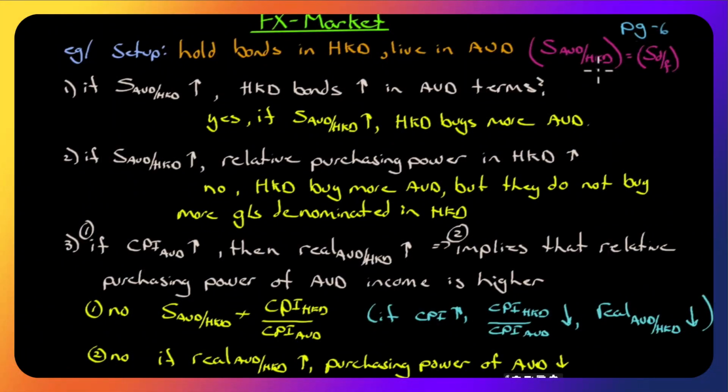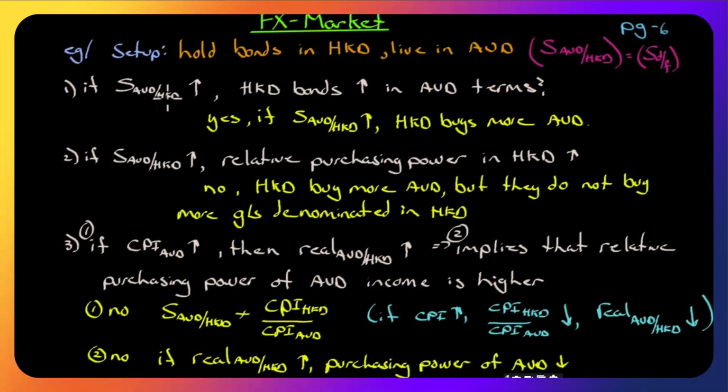And we're going to go through a number of scenarios and find out whether or not these things are true or not. So someone tells us, hey, if the exchange rate has increased, those Hong Kong bonds you have, they've also increased in terms of your Australian dollars. So in other words, even if the price of your Hong Kong bonds didn't change, you just got richer in Australian dollar terms. Do you believe that? Is that a true statement?